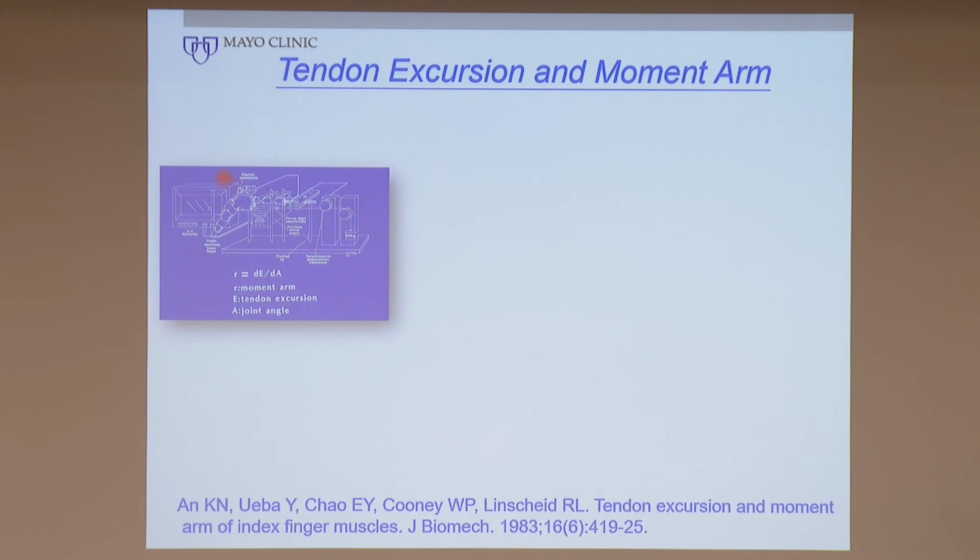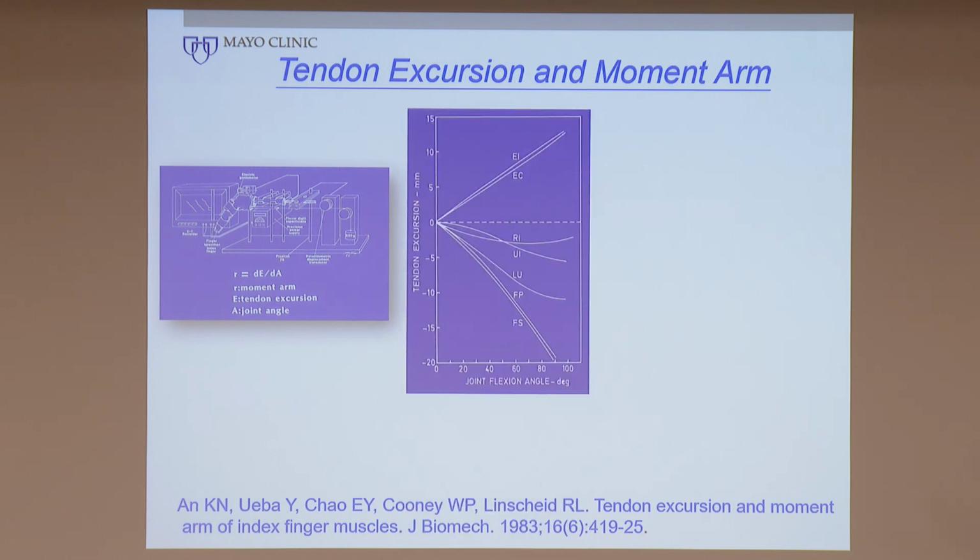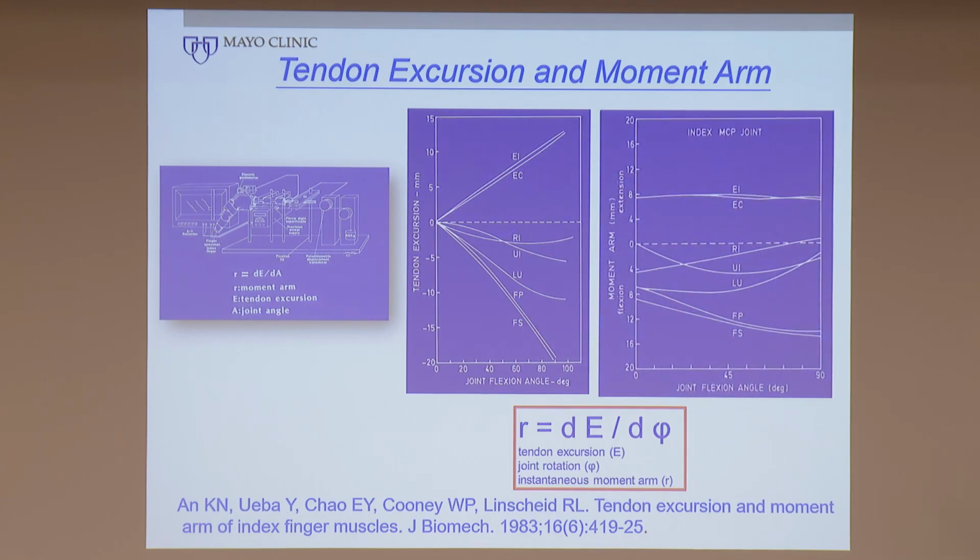I can collect the relationship of the tendon excursion. When I move the tendon, then I can see the joint moves. If I can simultaneously record the information, if this is a joint angle, this is excursion of the tendon or the muscle, then the slope is the moment arm. So this is a very simple principle. Then eventually, indeed, I can calculate the moment arm for all the intrinsic muscles and extensors.